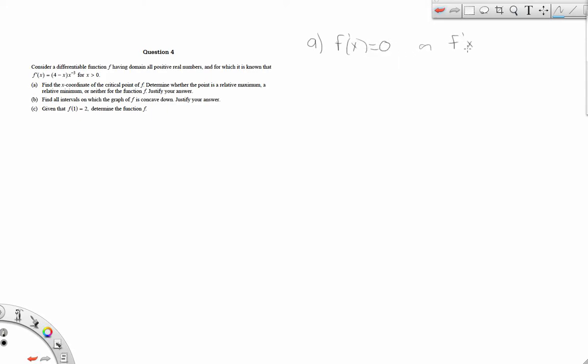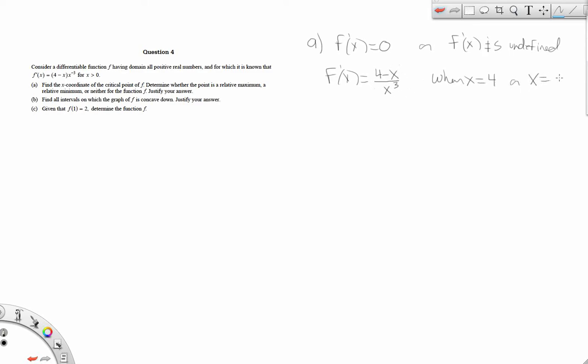or f prime of x is undefined. So, yeah, you know what I mean. Okay, so I look at this and I've got f prime of x equals 4 minus x, and really if you think about it, times x to the negative third is really just x cubed on the denominator. So this is pretty easy to answer. When is it going to equal 0? When x equals 4, or when's it going to be undefined?